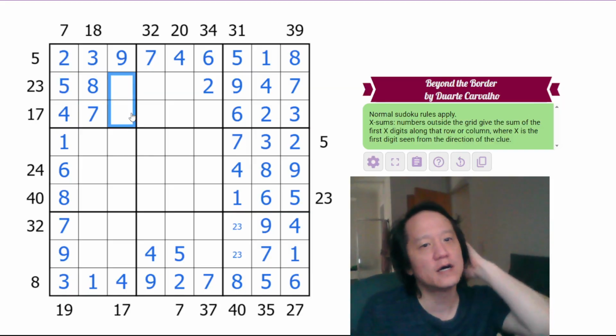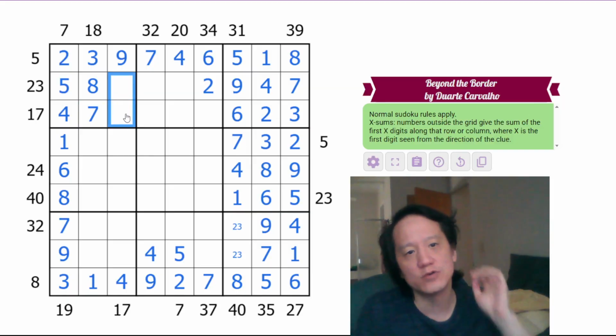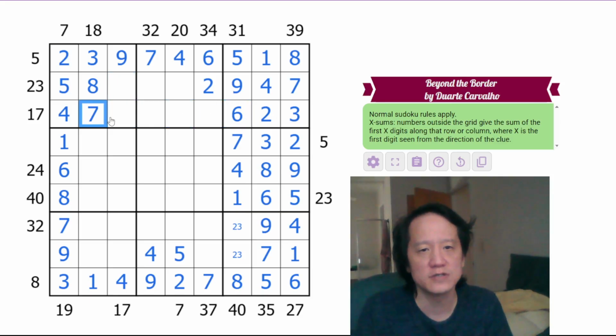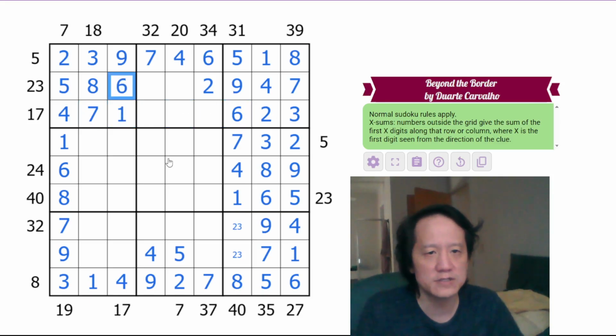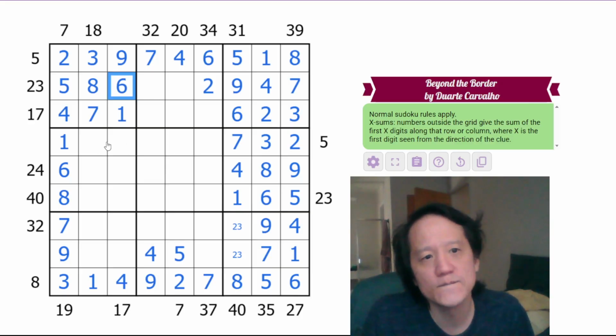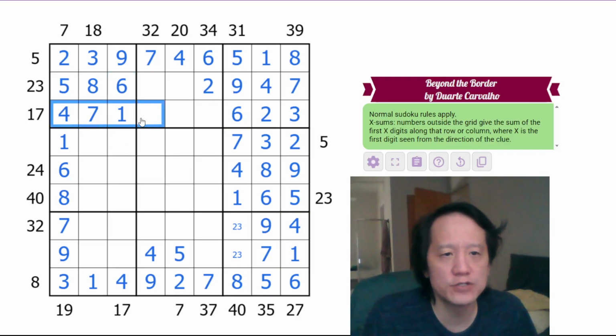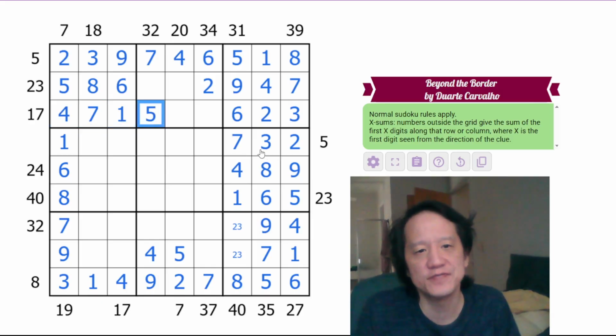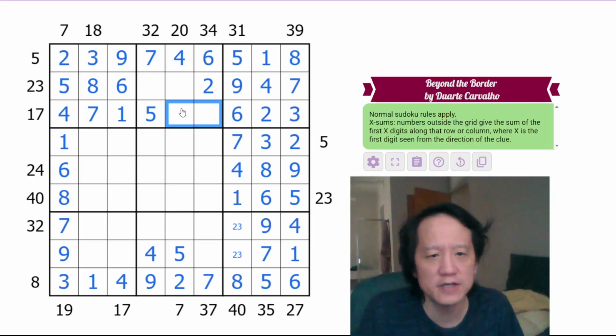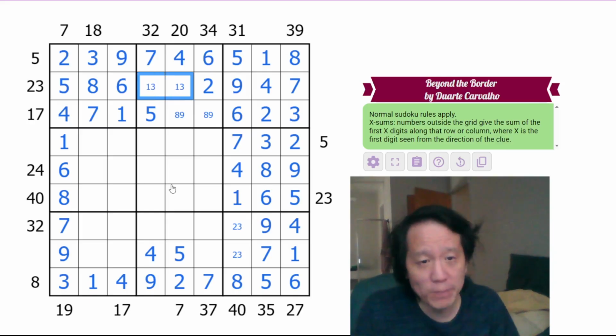Remaining digits in this upper left-hand box are 1 and 6. This can't be 6 because of the 6 in the row. So this is 1, that's 6. First 4 digits here add up to 17. We have 4, 7, 1 adding up to 12, so this is 5. That leaves 8 and 9 remaining in row 3. It leaves 1 and 3 remaining in row 2.